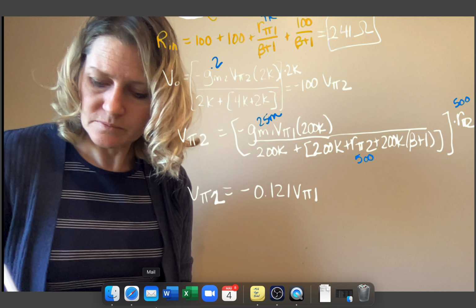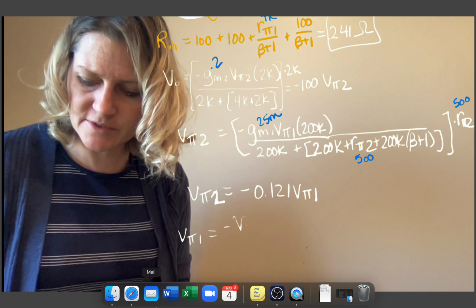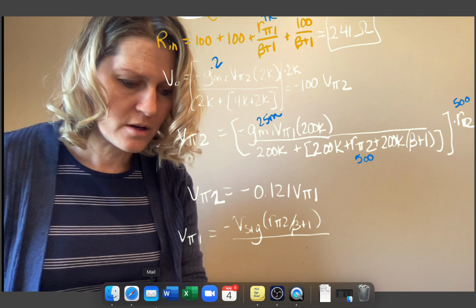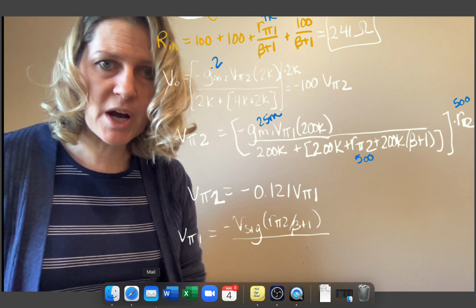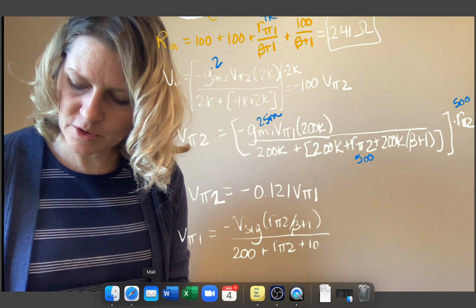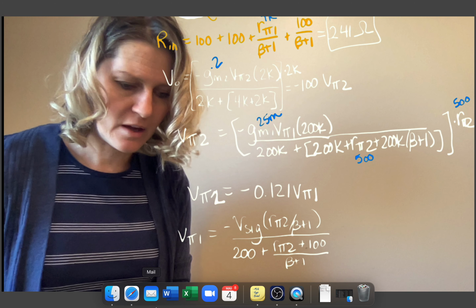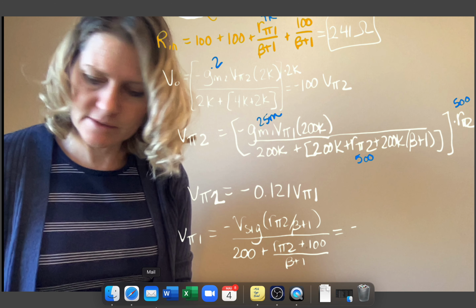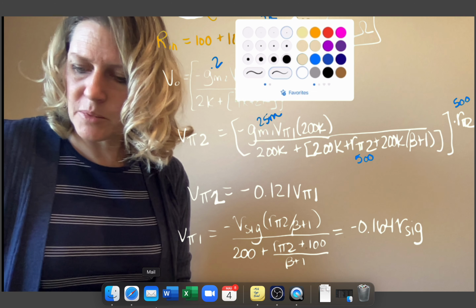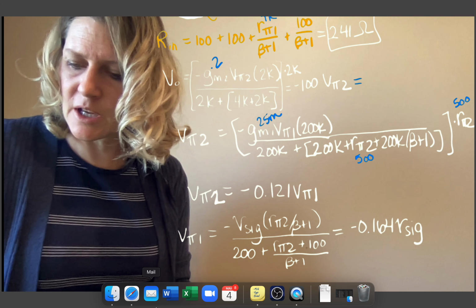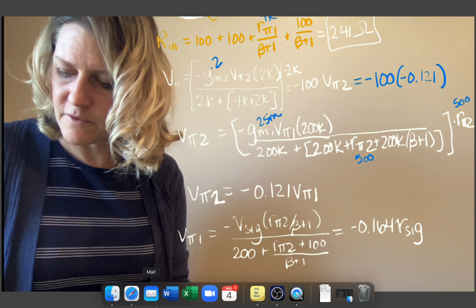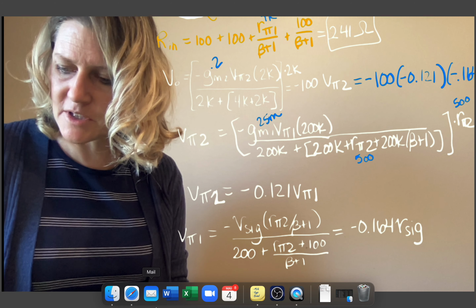And so V pi 1 is going to be a minus V sig times r pi 2 over beta plus 1 all over, I'm going to combine the bottom, which would be 200 plus r pi 2 plus 100. Both of those are over beta plus 1. And I can multiply that out to get a minus 0.164 VSig. And now I can go back and plug these all in. So this one is going to be a minus 100 times V pi 2, which is a minus 0.121 V pi 1, which is a minus 0.164 VSig.